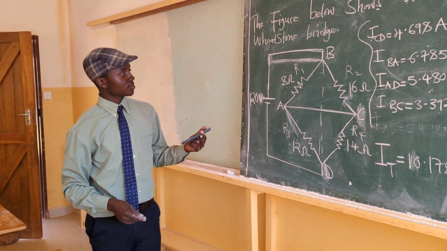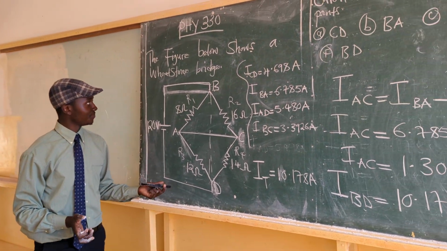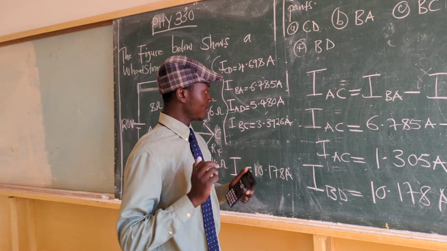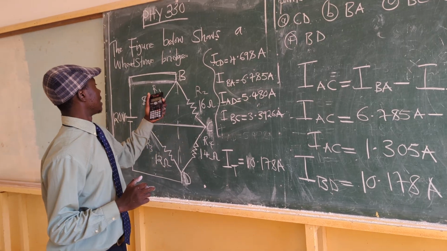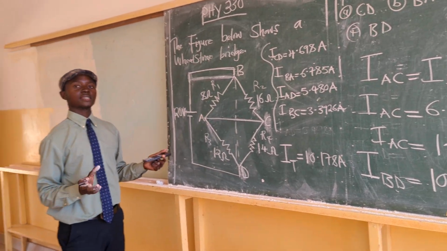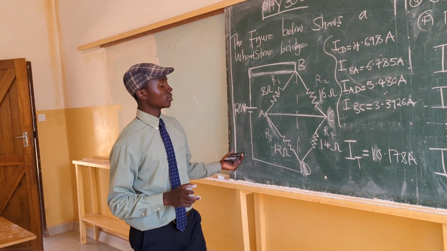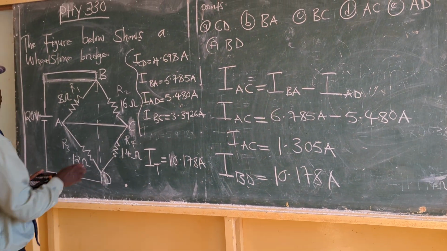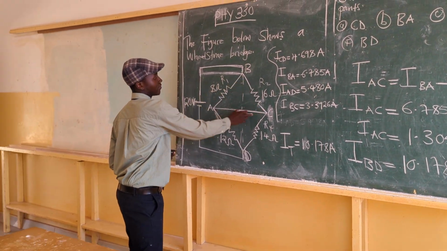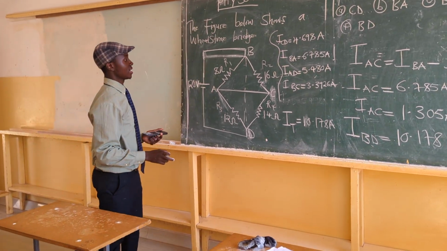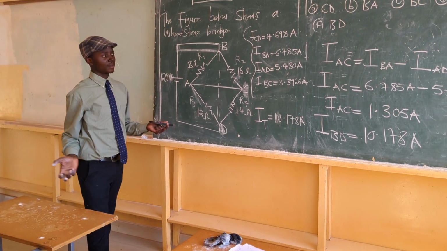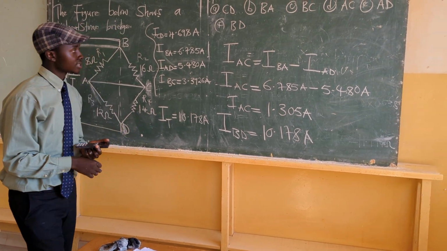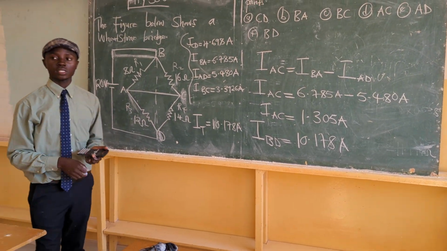What I'm trying to explain here is that when a circuit is in parallel, the current is different while the voltage is the same. So as you can see, the currents are different at each branch, but the voltage we have is the same. This is how we calculate the currents for the Wheatstone bridge, which is unbalanced.